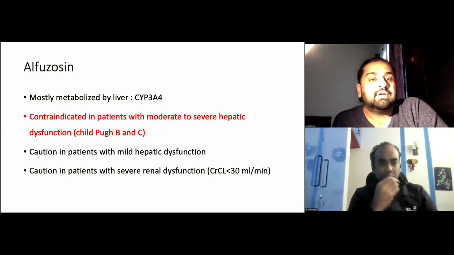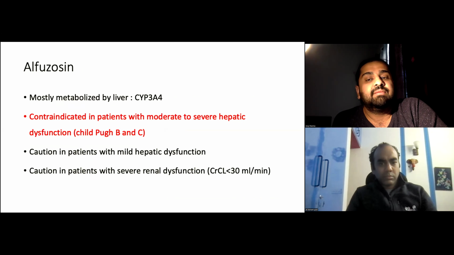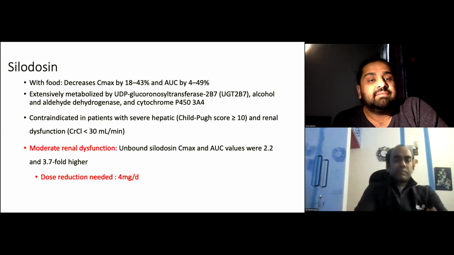Regarding alfuzosin, it is mostly metabolized by CYP3A4 in the liver and is contraindicated in moderate to severe hepatic dysfunction. But even in patients who are Child-Pugh class A or have mild hepatic dysfunction, this drug has to be taken with caution. And also in patients who have a creatinine clearance of less than 30 milliliters per minute.